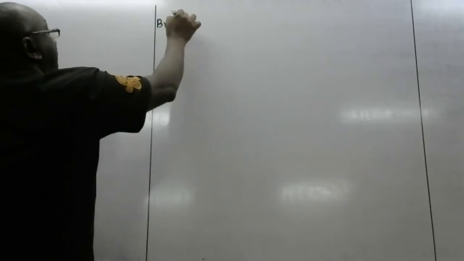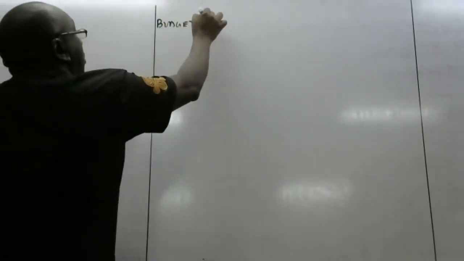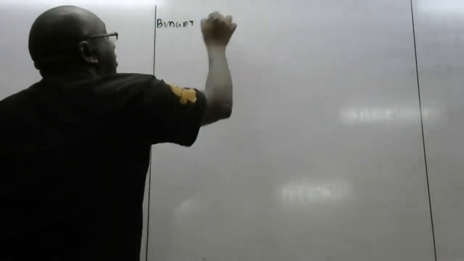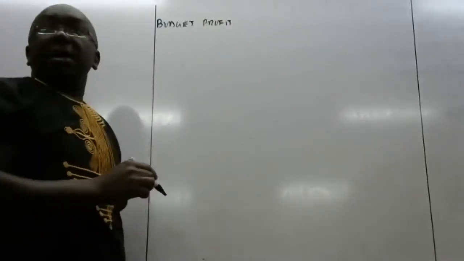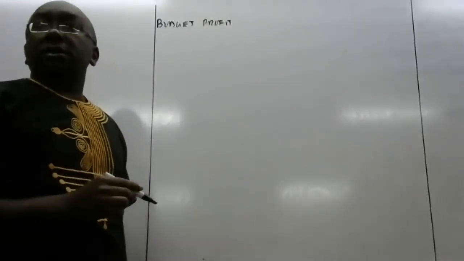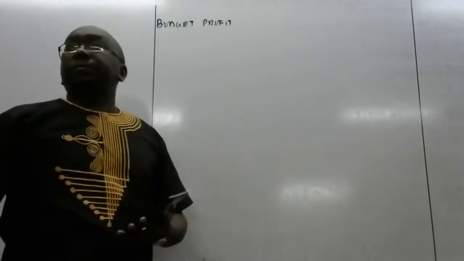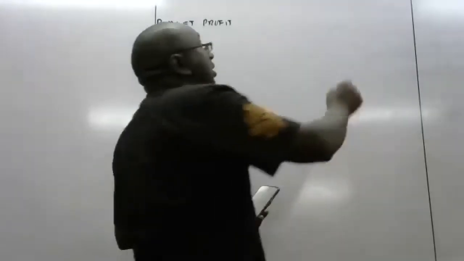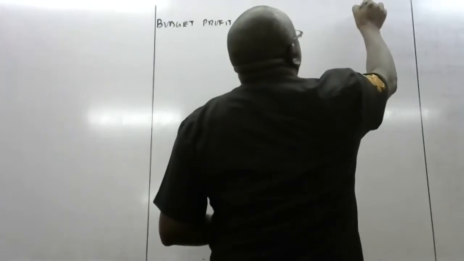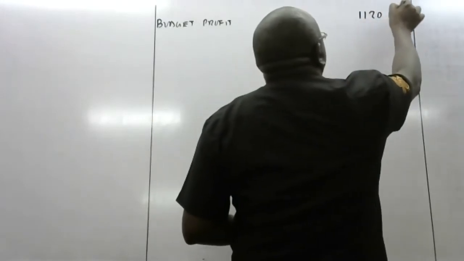So I think we had begun, we said budget profit. Budget profit was how much? What did we record as budget profit? 1,120,000.